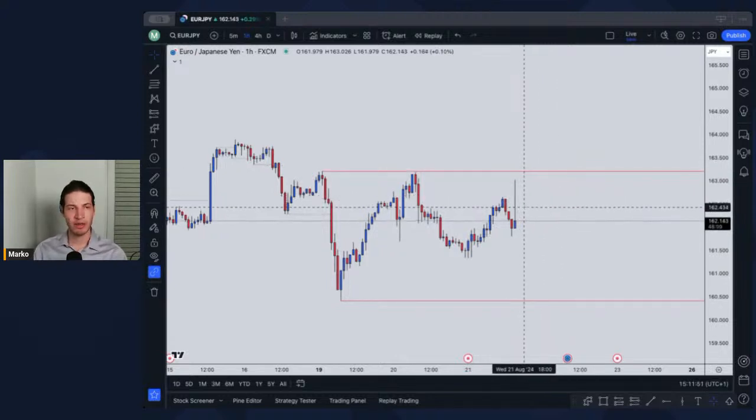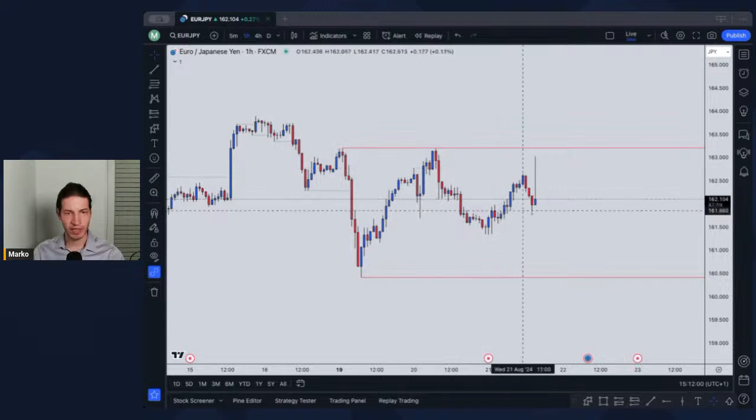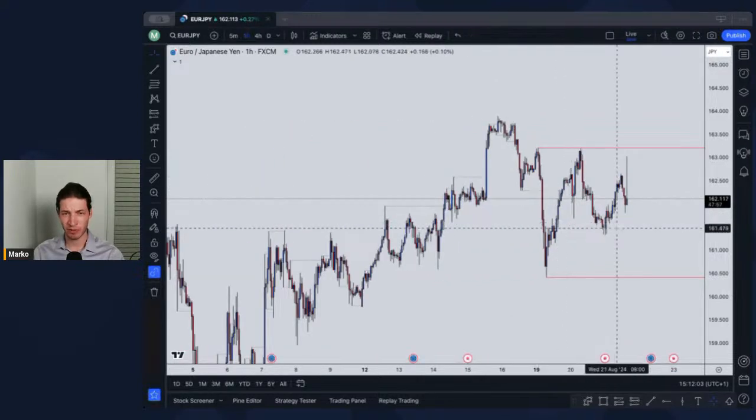I'm not trading range-bound entries on the euro and the Japanese yen. I'm only taking trending entries, and that is the reason that I'm going to be more patient right here, because this looks very flat, very corrective, very range bound.